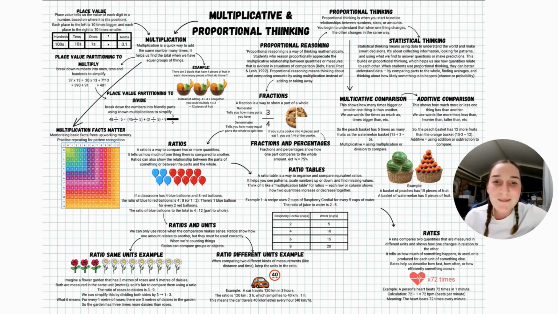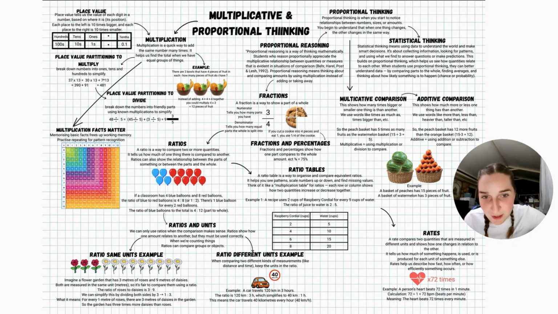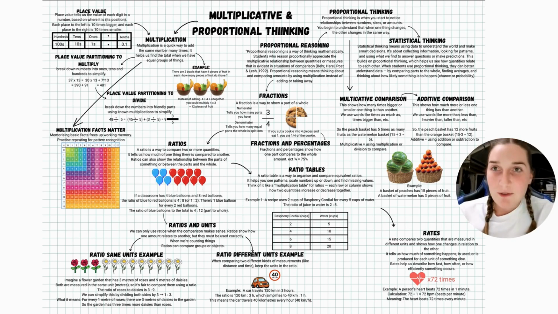Now let's move on and talk about ratio tables. It is a way to organize and compare equivalent ratios. It helps you see patterns, scale numbers up or down, and find missing values. Think of it like a multiplication table, and each row or column shows how two different quantities increase or decrease together. For example, every 2 cups of cordial is equal to 5 cups of water. So the ratio is 2 to 5. And I've got a little example: if you have 2 cups of cordial, 5 cups of water, 4 cups of cordial, 10 cups of water, 6 cups of cordial, 15 cups of water, and so forth.